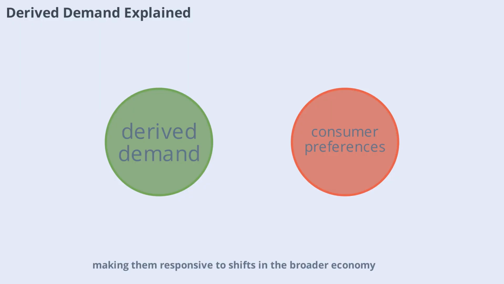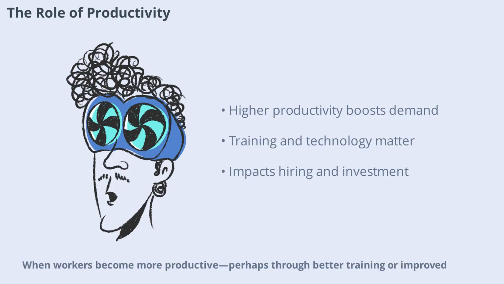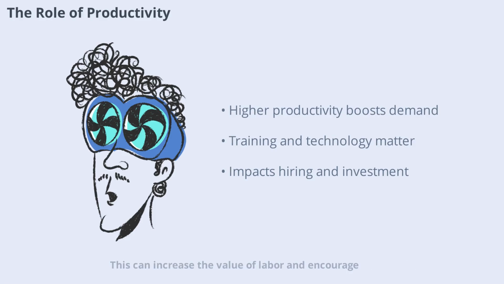Productivity plays a vital role in determining the demand for both labor and capital. When workers become more productive, perhaps through better training or improved technology, firms can produce more output with the same amount of labor. This can increase the value of labor and encourage firms to hire more workers or invest in additional capital. Conversely, if productivity falls, the demand for these inputs may decline, affecting employment and investment decisions.